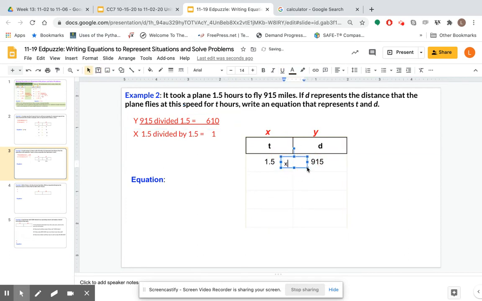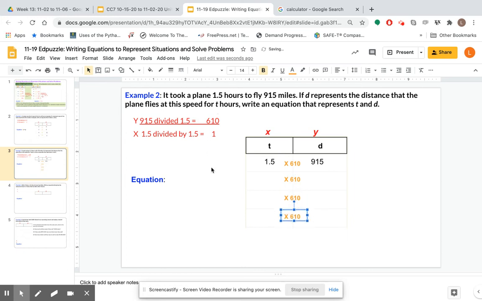This is what we're going to multiply everything by to figure out the rest of the values in the table. So we multiply it times 610, times 610, times 610. This is your constant of proportionality. Now if you want to write your equation, you're basically going to be multiplying the number on the x side times that unit rate.